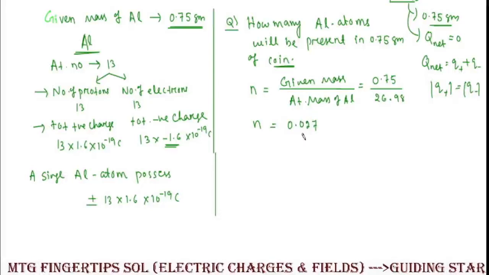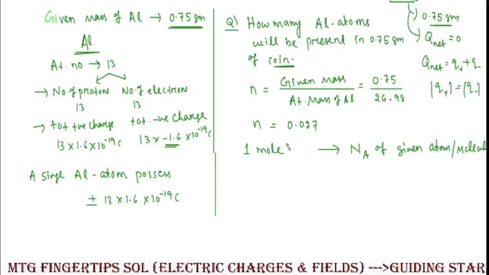So from the theory of moles concept, or from Avogadro's theory, one mole of any atom or any molecule contains how many atoms or molecules? It contains Avogadro's number of that given atom or molecule.